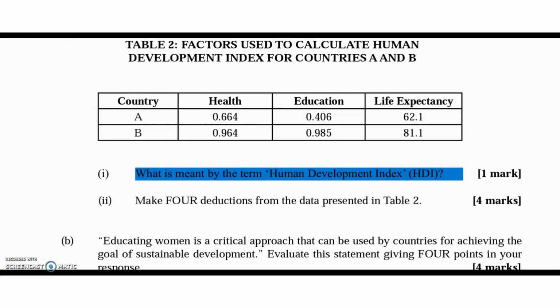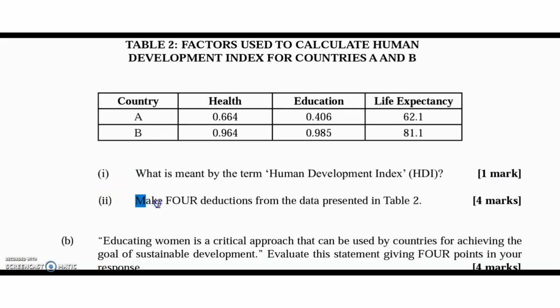Now, first and foremost, with respect to the table itself, if you have to make 4 deductions from the table, we can see here that the life expectancy for country B exceeds that of country E by 19 years. If you say 81.1 minus 62.1 in terms of years, that would actually be 19 years. So the life expectancy is in fact higher than in country E by 19 years.